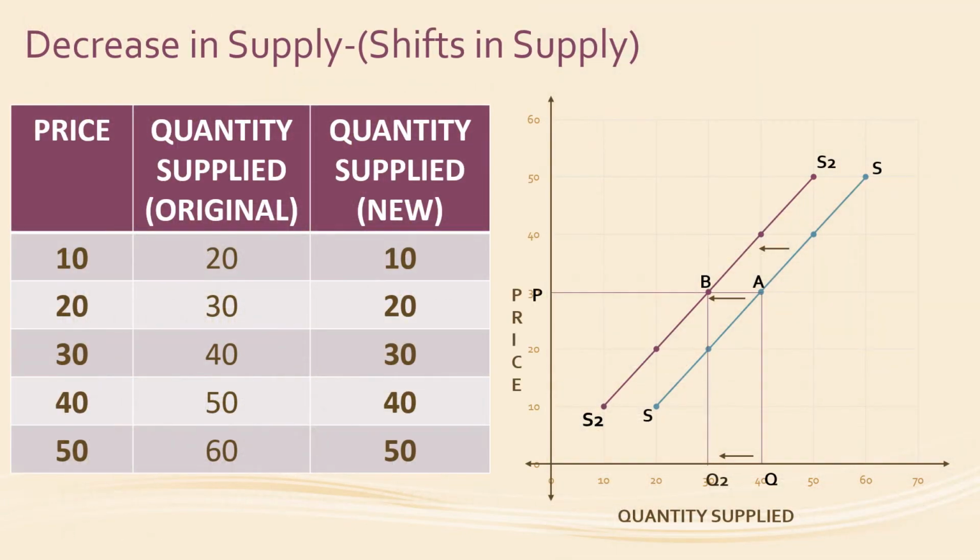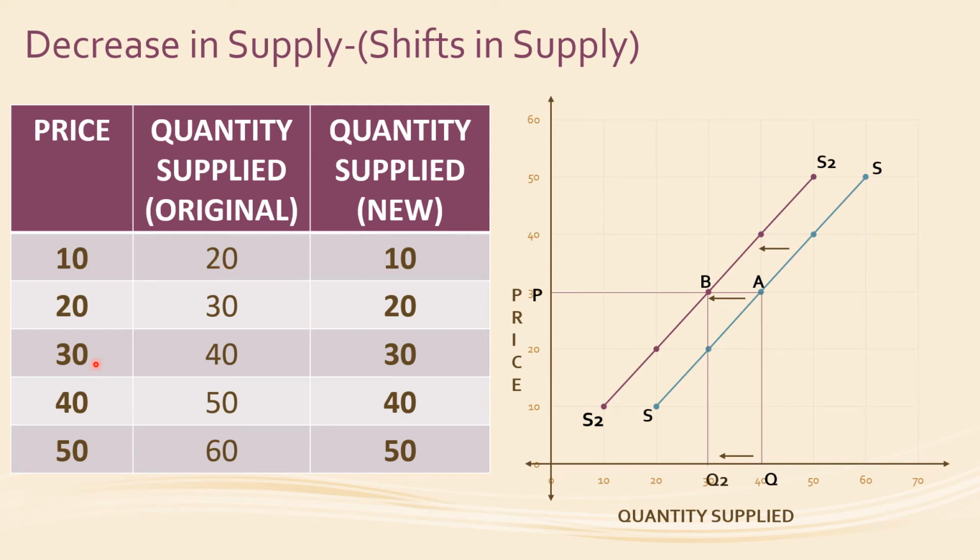Let us now move on to studying the second case of shifts in supply, and that is decrease in supply. So we see here a schedule where various prices are given. The respective quantities supplied at these prices originally, or in the initial stage, are given, and then due to unfavorable changes in factors other than price, the quantity supplied is seen to fall. So at the same price, a lesser quantity is supplied.